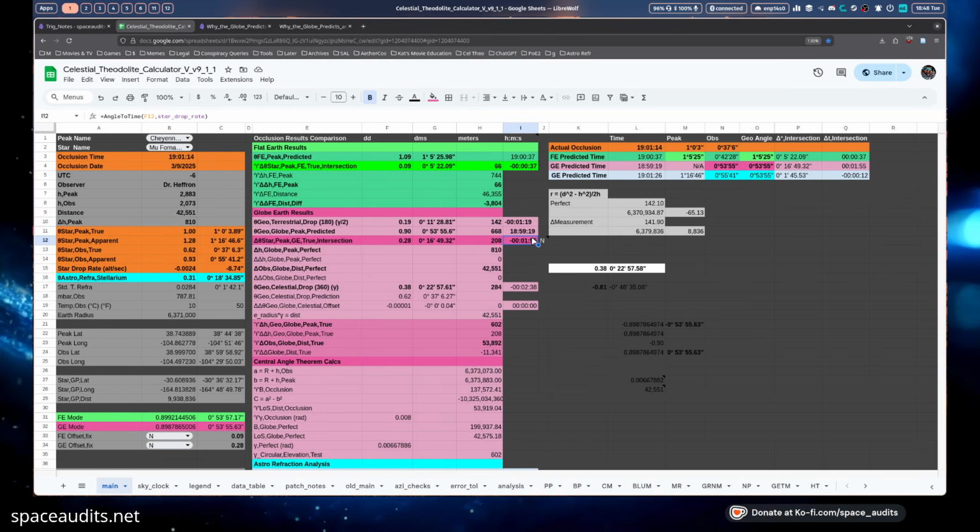Between you, the observer, and the mountain peak, the star should have taken 2 minutes and 38 seconds to traverse the sky. And then it was actually occluded at 1 minute 55 seconds. That's when it would have been occluded on the globe, at the 1 minute 55 mark. That's what it should have been for the globe. Okay, I got what you're saying.